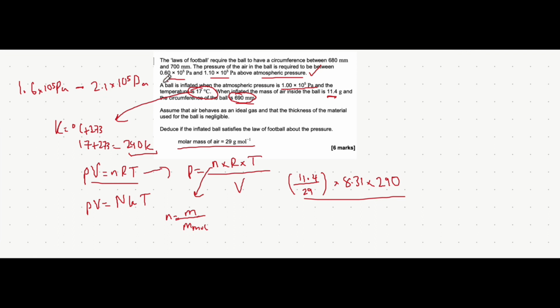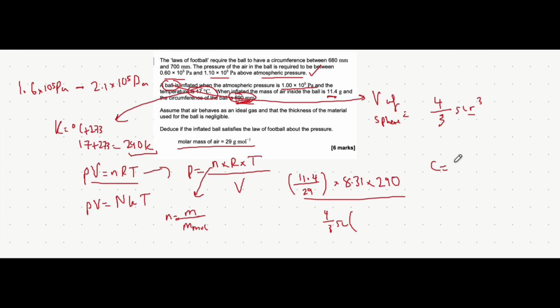Now, because it is a ball, it's a spherical surface, and the volume of a sphere is equal to 4/3 pi r cubed. Has it given us any information that will point towards the radius of the ball? Yes, actually it has. It's told you the circumference is 690 millimeters. Sorry, I just wrote over it, but yeah, it's just there. So how can we go from the circumference to the radius?